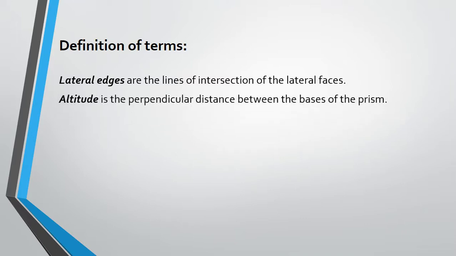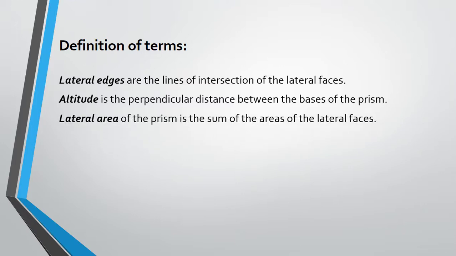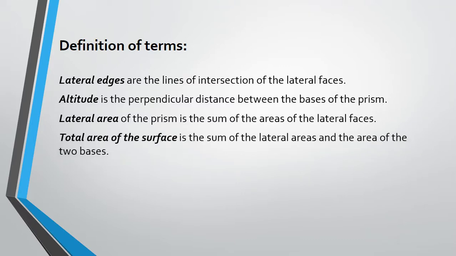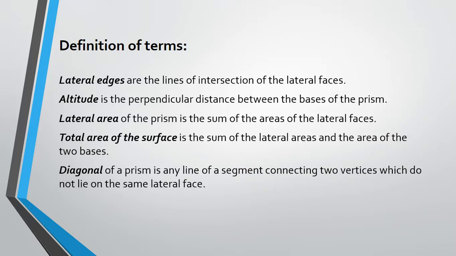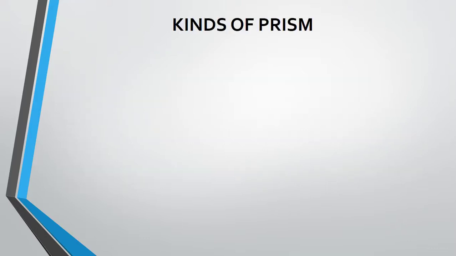Altitude. Altitude is the perpendicular distance between the bases of the prism. Lateral area. Lateral area of a prism is the sum of the areas of the lateral faces. Total area of the surface is the sum of the lateral area and the area of the two bases. Diagonal. Diagonal of a prism is any line segment connecting two vertices which do not lie on the same lateral face. Now, let's determine the kinds of prism.